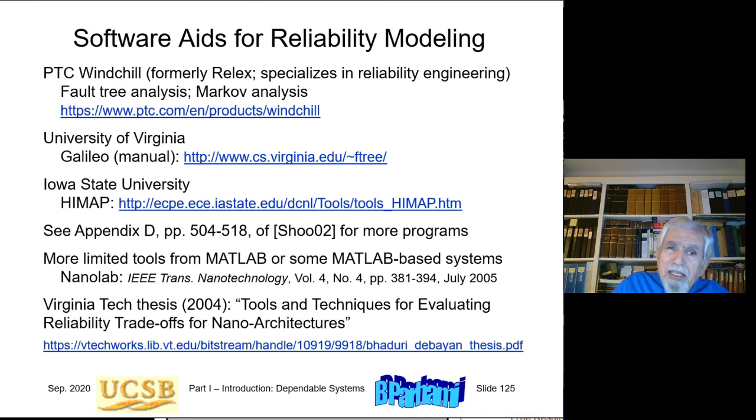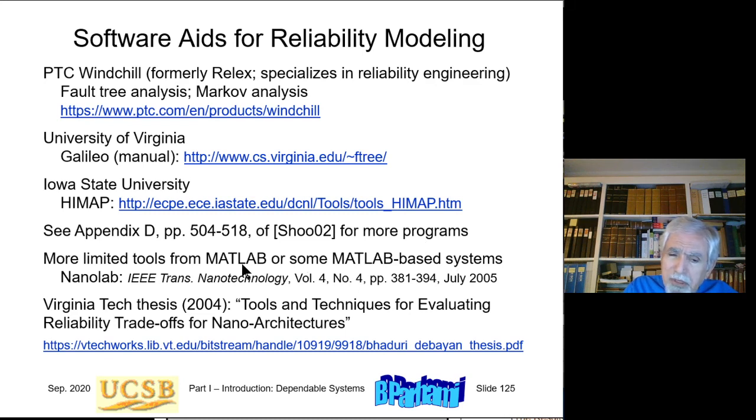My final slide is a list of some software aids for reliability modeling. If you work for a company and you are in need of doing reliability modeling, there are software products that are available and can be purchased. Some of them are pretty expensive. So PTC Windchill is a company that specializes in reliability engineering, and it has a bunch of software products you can purchase. University of Virginia and Iowa State universities have their programs, and these are free of charge. You may have to register to get access to those programs, but they don't charge you money for those programs.